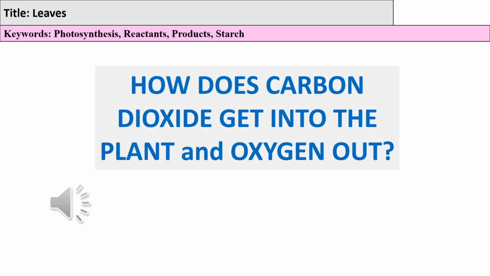So we now know how water gets into a plant. We also know how sunlight gets into the plant. But how does that carbon dioxide get into the plant? How does the carbon dioxide get in and then obviously the oxygen get back out?